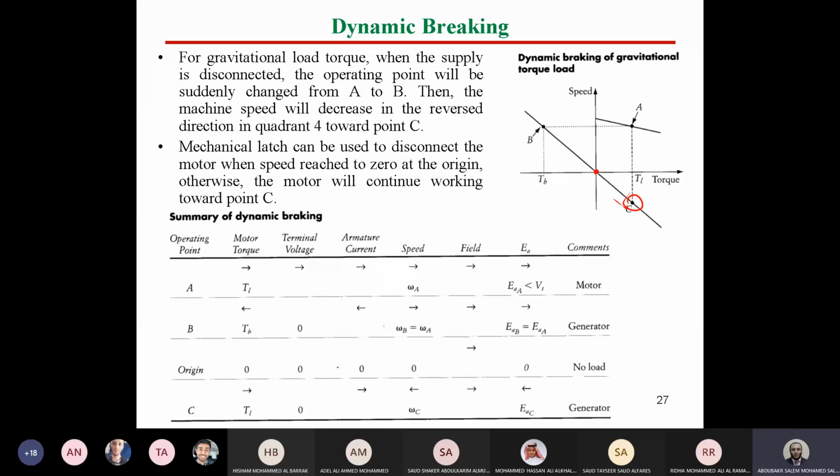And this is also a summary of our dynamic braking techniques. I will leave this table for you, and it's now very easy. You can deduce the different signs easily here, the same way we did for regenerative and counter current braking.